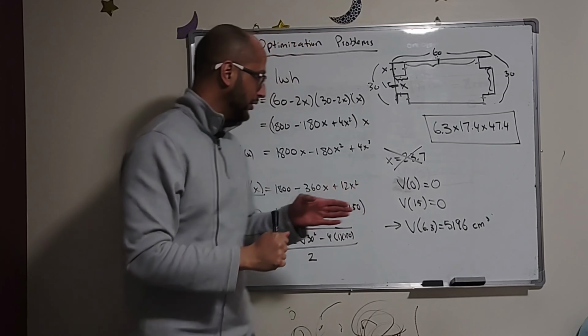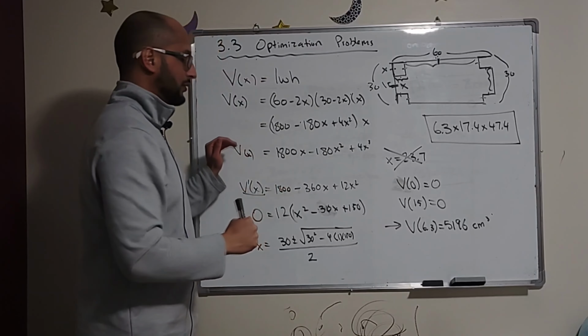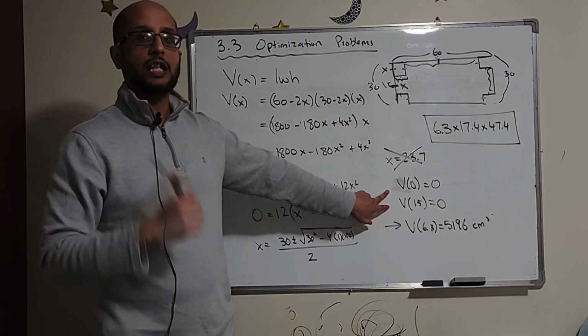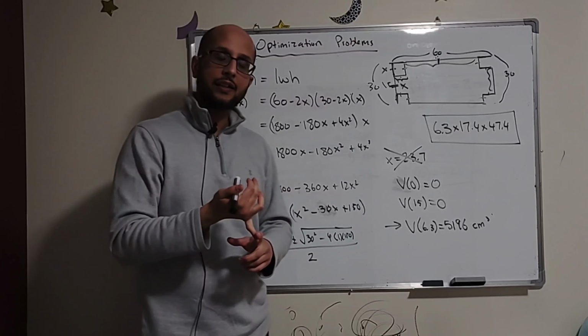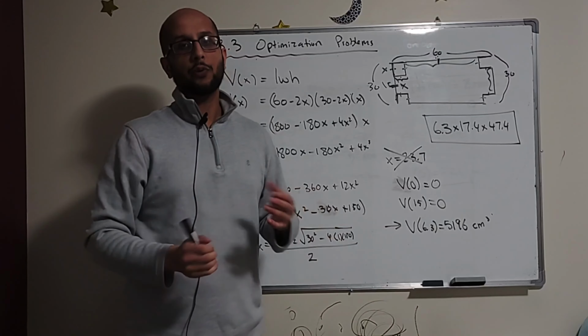Once you have your equation, find the derivative, set it equal to 0, solve for x, and check each x value to see which one would give you the highest or the lowest value, depending on what the question is asking for.